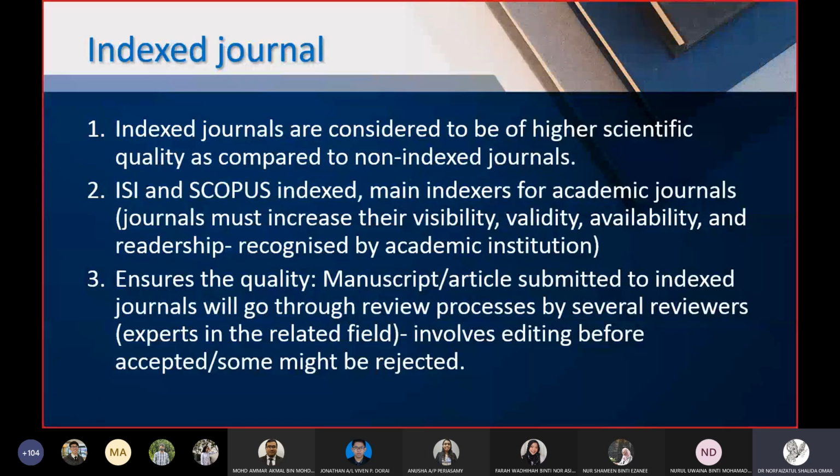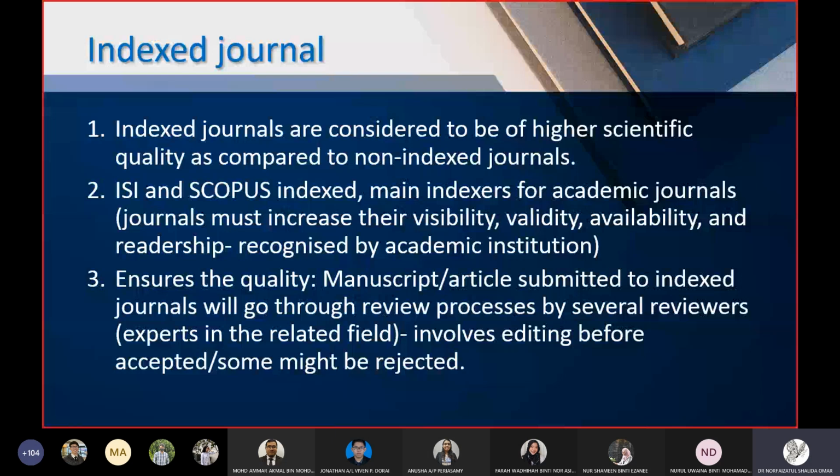Okay. So which is why during this review process it involves editing and some might be rejected. Okay, it's not an easy process. So which is why indexed journals are considered more quality. The thing is, some of these non-indexed journals are just looking for profit, so they just take whatever journals are being sent to them without reviewing whether it is genuine, whether it is good or not, the reproducibility, whether the method is correct or not.